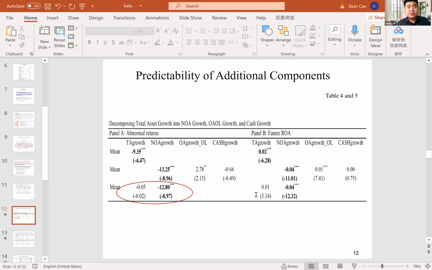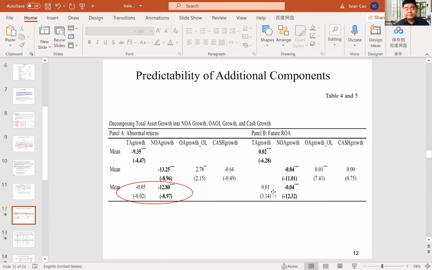So let's look at the regressions here. We use the NOA growth to predict the future ROA. Can you see my mouse? Good. ROA is return on assets. It's like earnings, a fundamental performance. We use the total asset growth to predict the future ROA. We use the NOA growth to predict future returns. We use total asset growth to predict future returns.